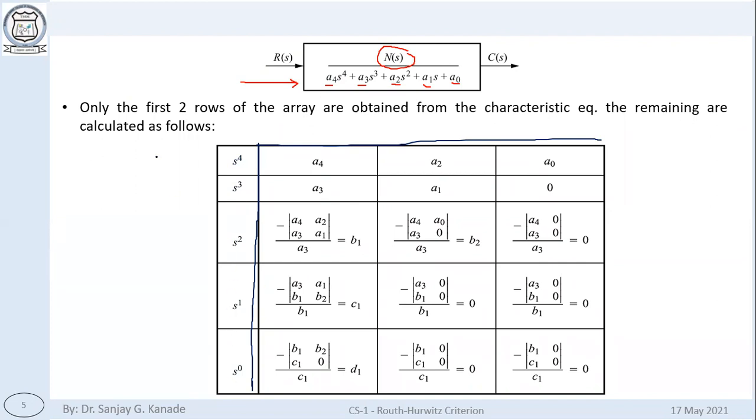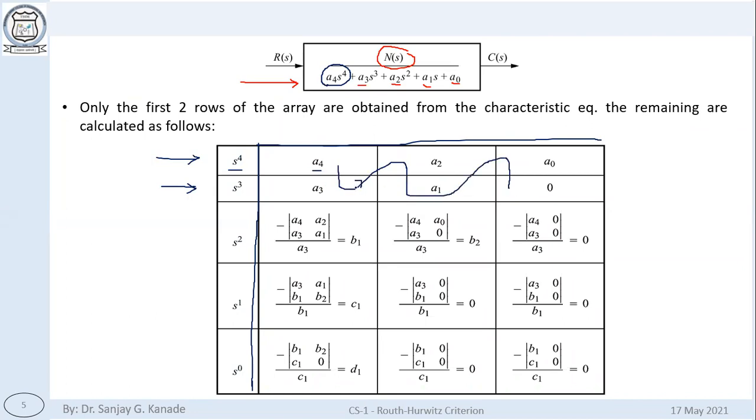The first two rows are taken directly from the characteristic equation coefficients, starting with the coefficient of s raised to 4. What is the coefficient of s raised to 4? It is a4, right? You can see here s raised to 4 has coefficient a4, so we take it here. The s cube coefficient is a3, so we take it here, and then we do it like this.